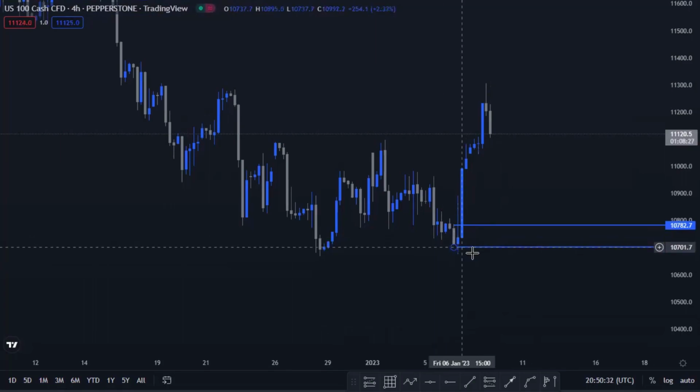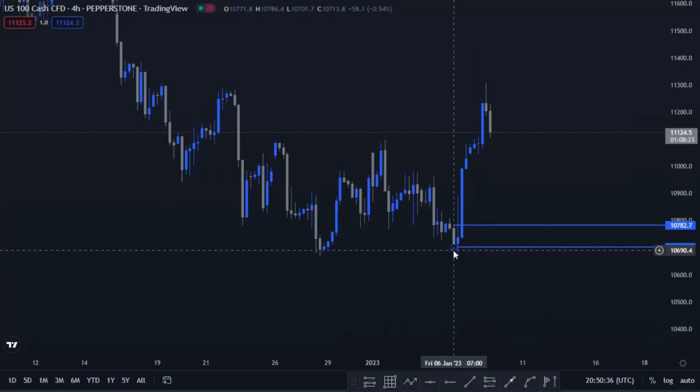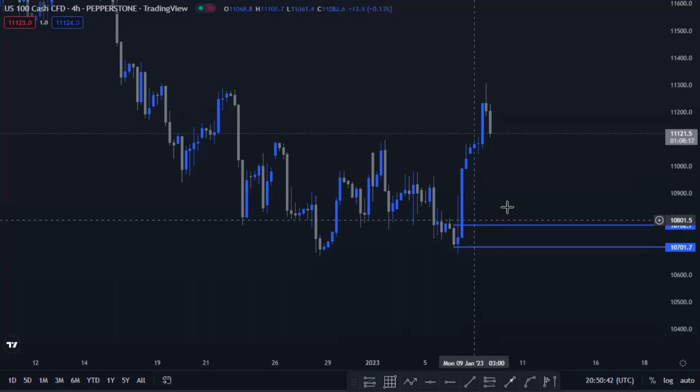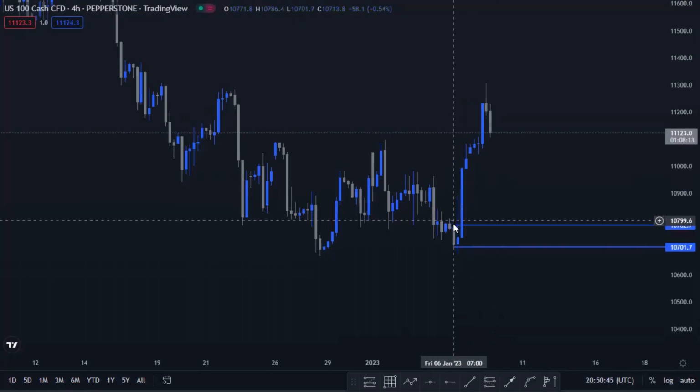Make sure that at 2:45 you put your sell stops and your buy stops right above and below the last 4-hour candlestick, whether it's bullish or bearish. Make sure you also put a take profit for each and every trade and a stop loss as well.